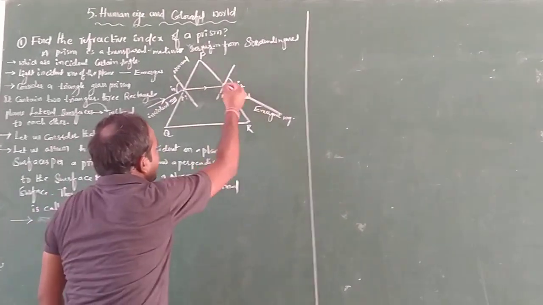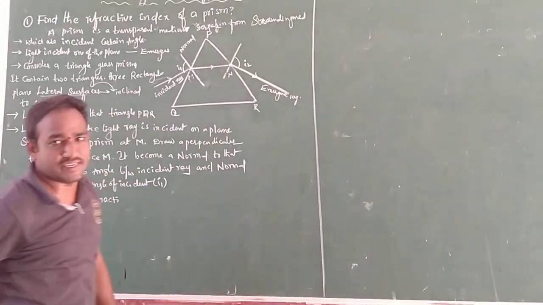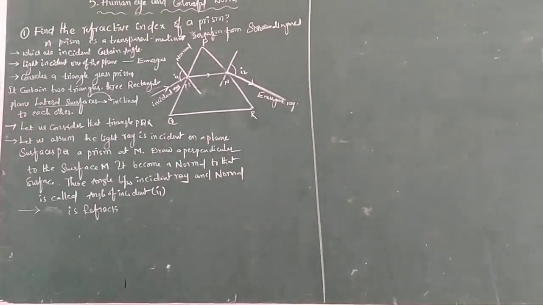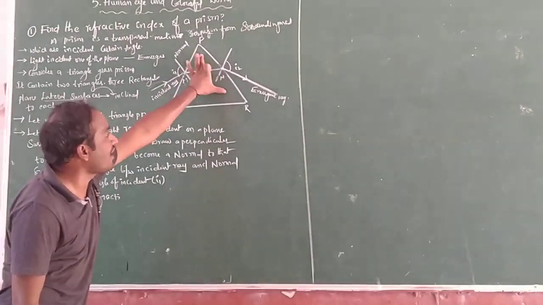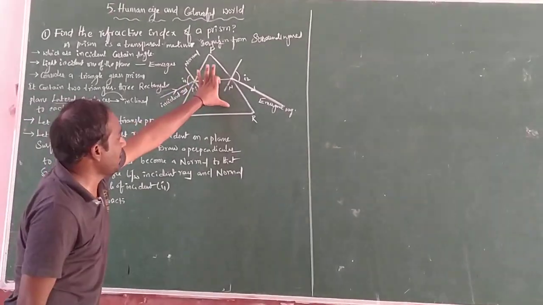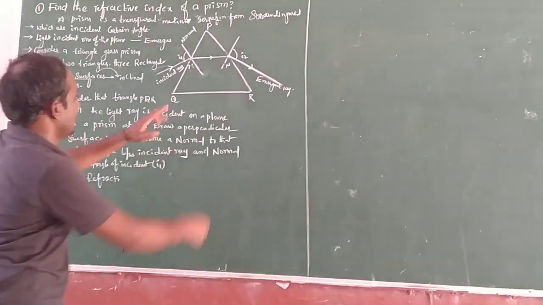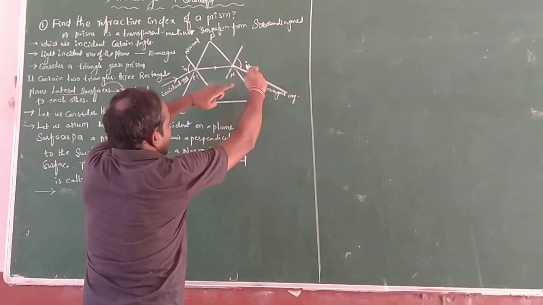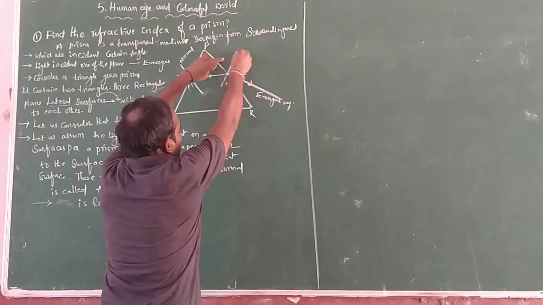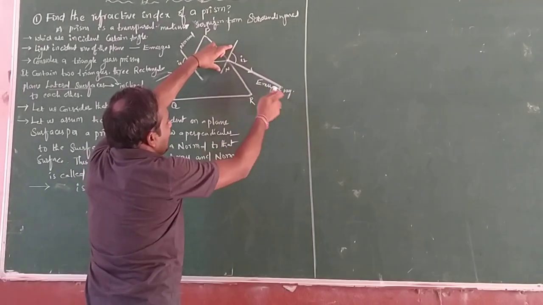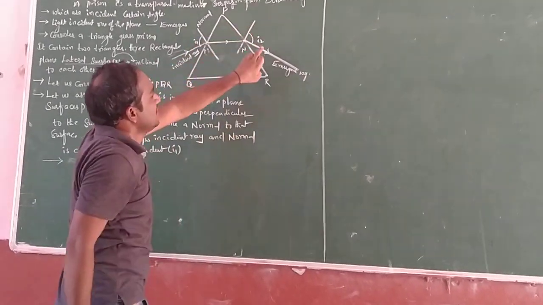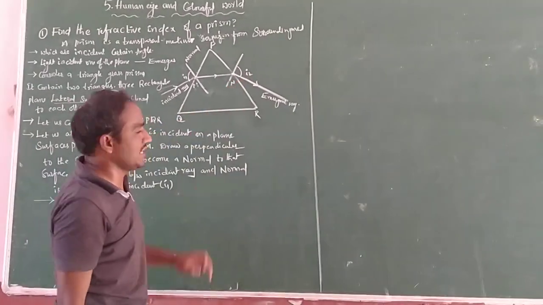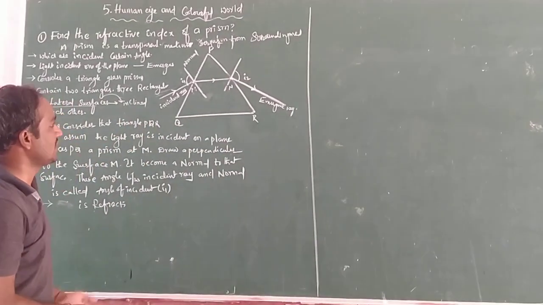The emergent ray passes through point A. Here you have to draw a perpendicular to the surface PR. The angle of this emergent ray with respect to that normal is called the emergent angle, and we represent it as i2.